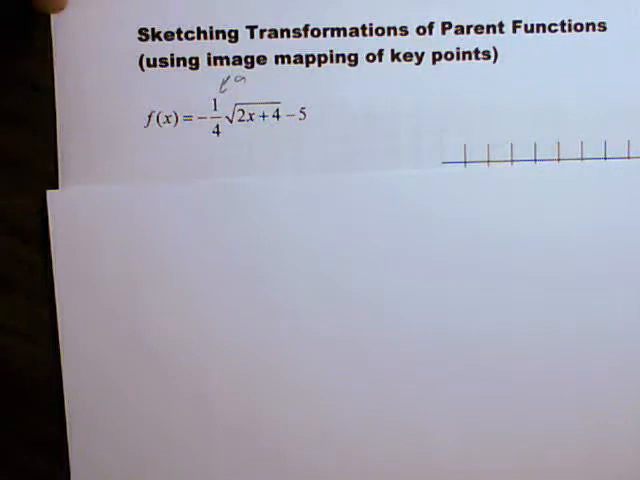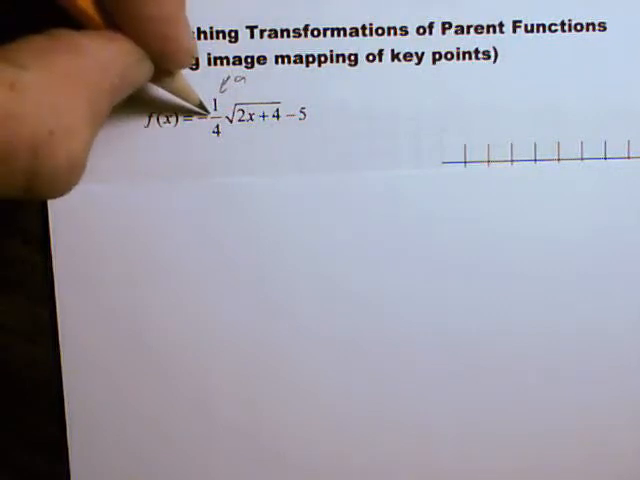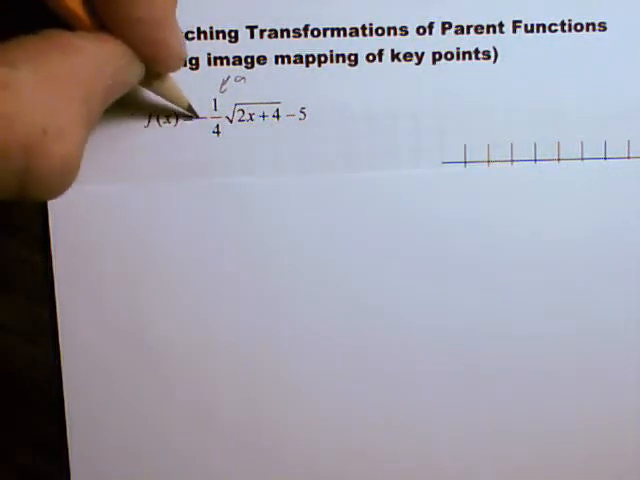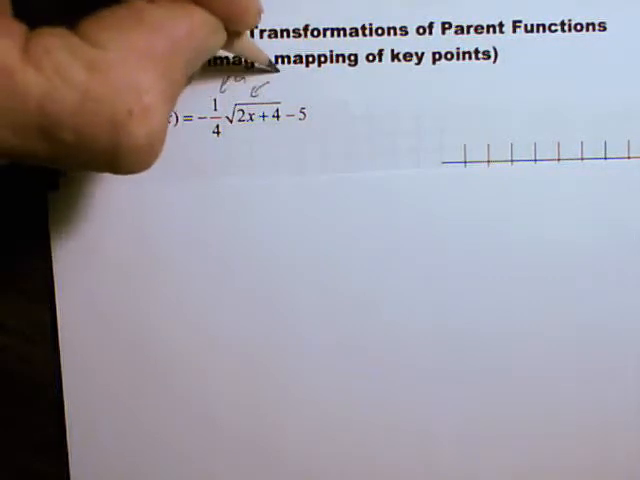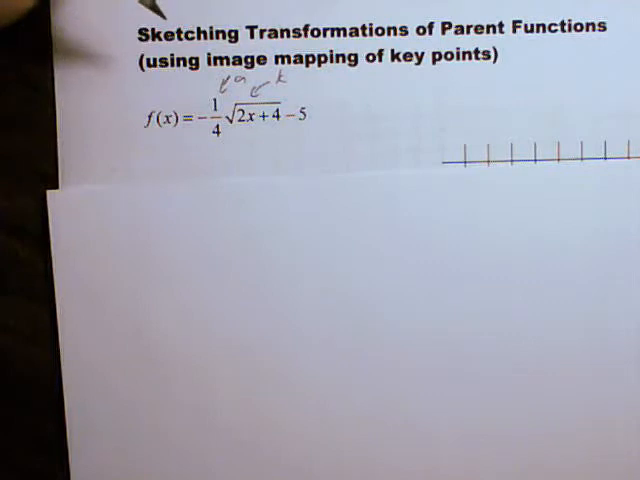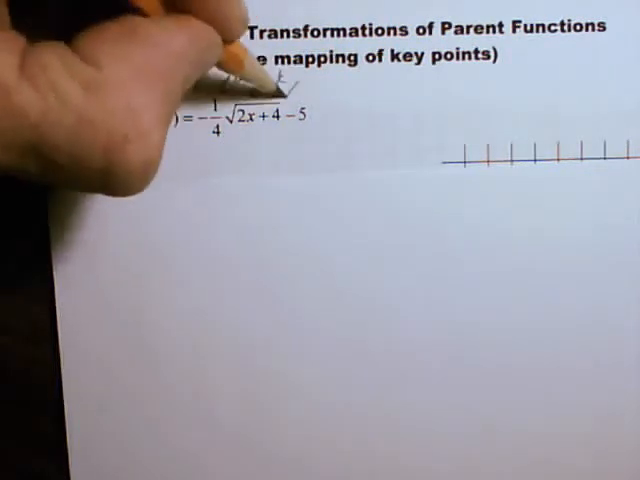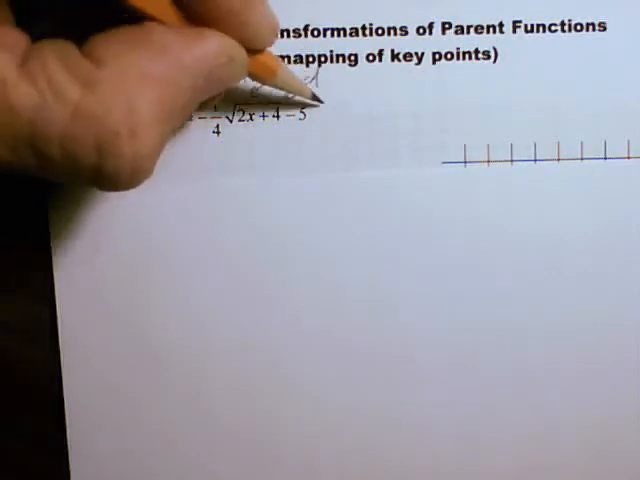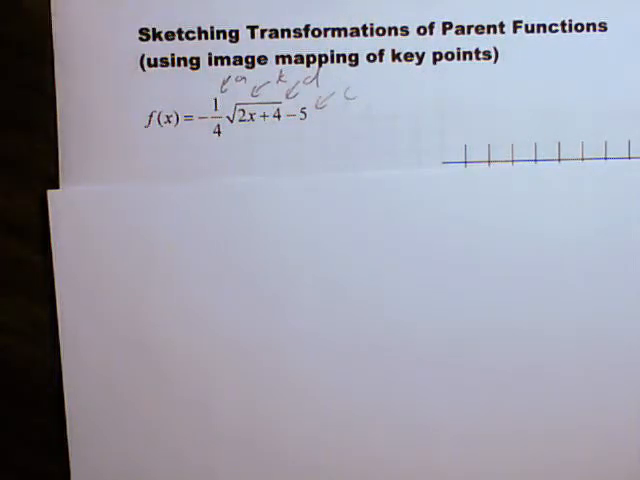This is my a value, and this indicates that it is a vertical compression, and it's also a reflection in the x-axis. That's my k value, and since it's a 2, it means it's going to be a horizontal compression. This is my d, and that's my c.